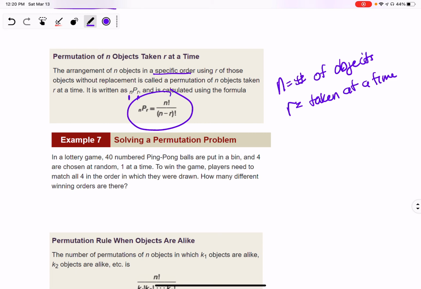Okay. All right, so this is a permutation problem because 4 balls are picked from 40 with no repetition. It's no repetition, so we can use this formula. The way we would set it up, 40 is the number of objects, and how many do we need? It's 4 are chosen at random. It says 1 at a time, but this number is actually 4 because they're picking 1 at a time, but we're picking a total of 4 objects. So maybe I shouldn't put taken at a time, but maybe just taken or chosen objects.